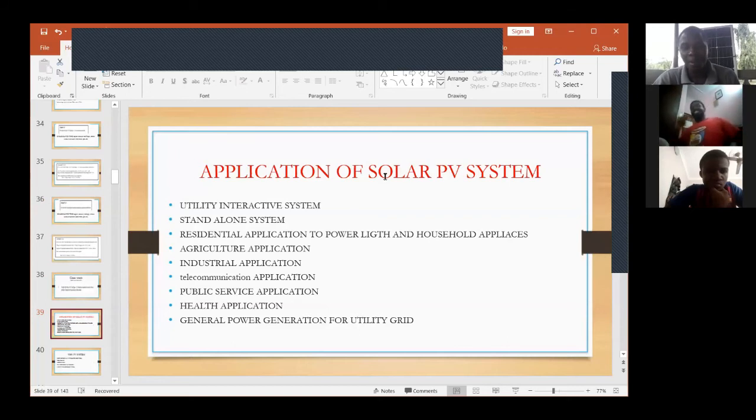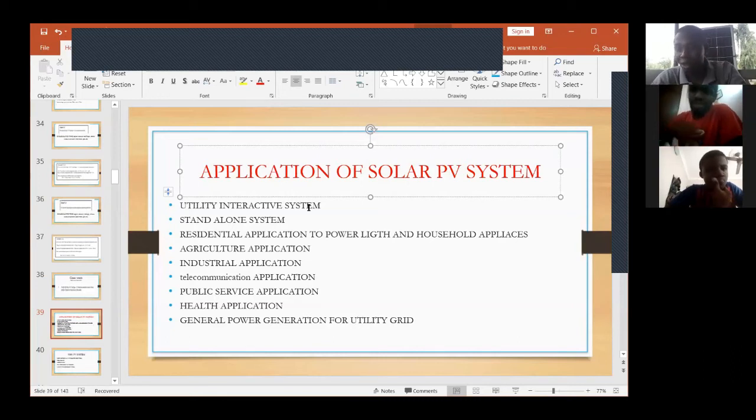All right. Applications of solar PV systems. Where can we apply them? We can apply them in utility interactive systems. What do we mean by utility interactive systems? This is when you have a NEPA supply in your house and you also have a solar panel, so there is interaction. When the light is taken, the solar supply comes in. When the light comes back, the solar pushes back.